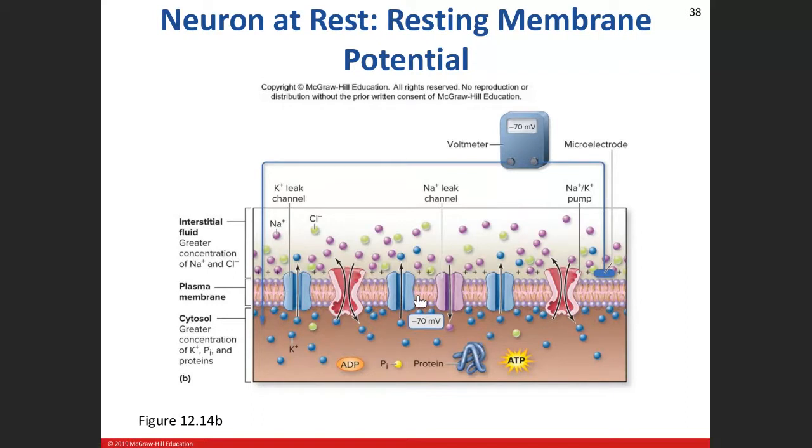And all that goes on in a resting neuron, and that's what generates that membrane potential, that charge across the plasma membrane, that negative 70 millivolts, the fact that it's more positive outside the cell than inside the cell.